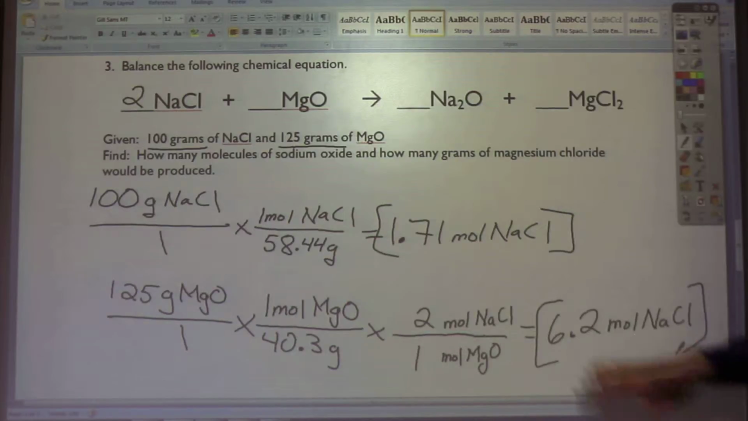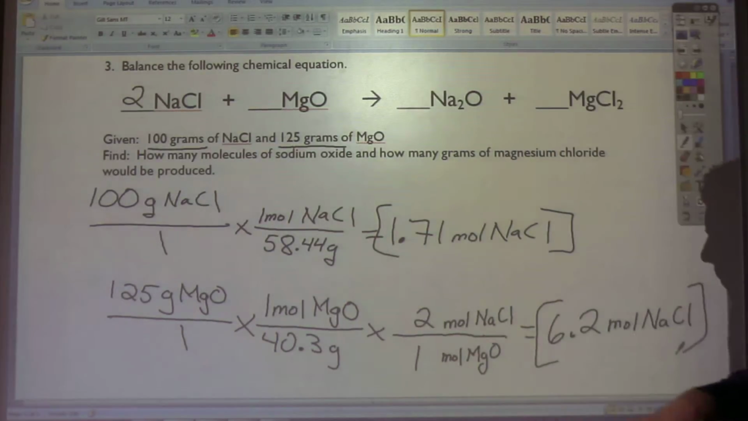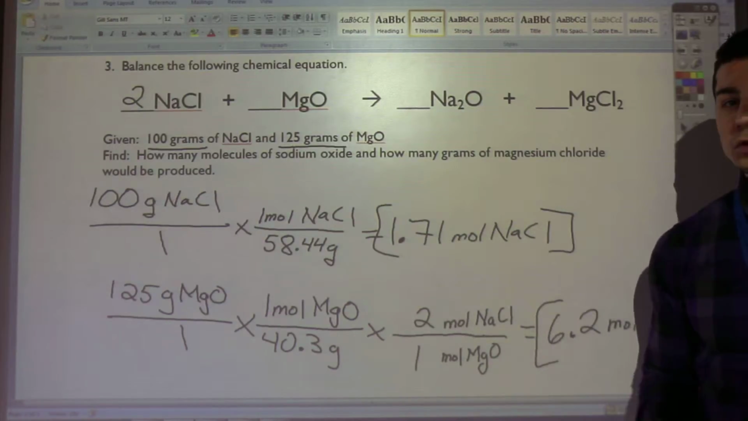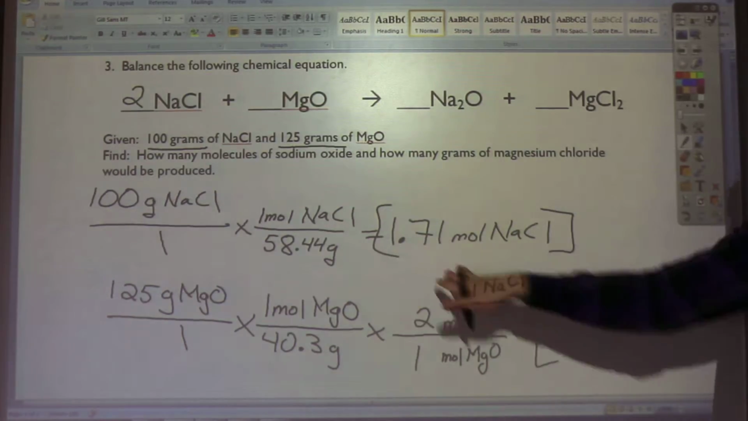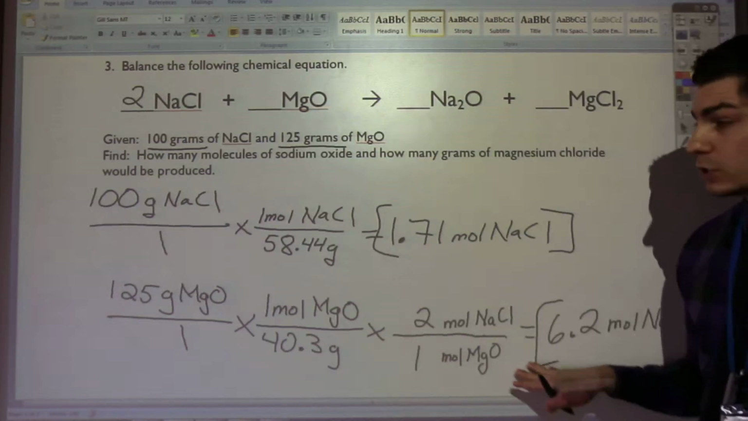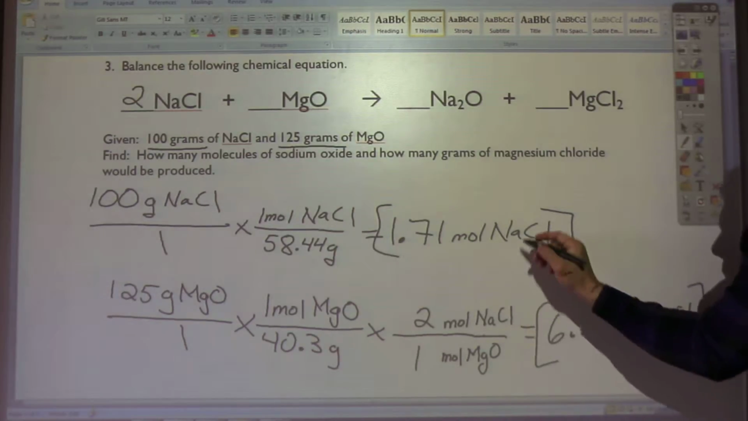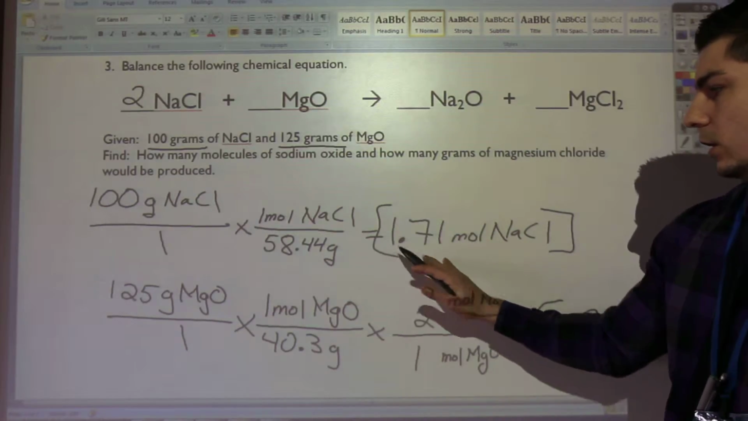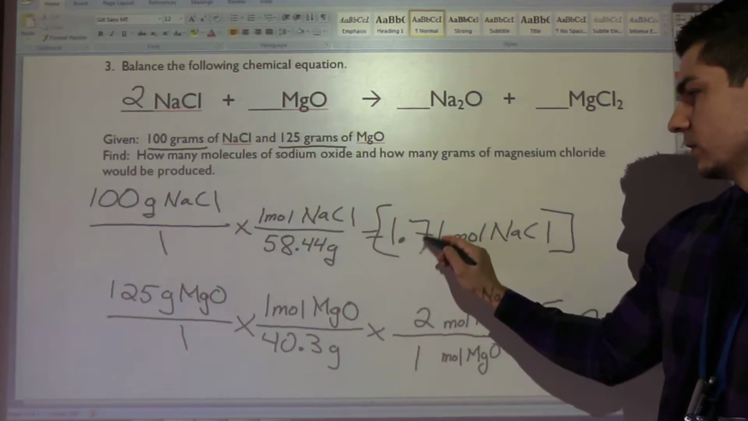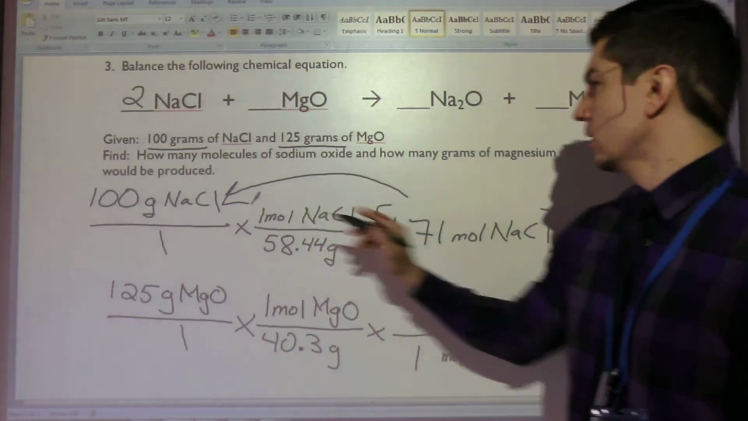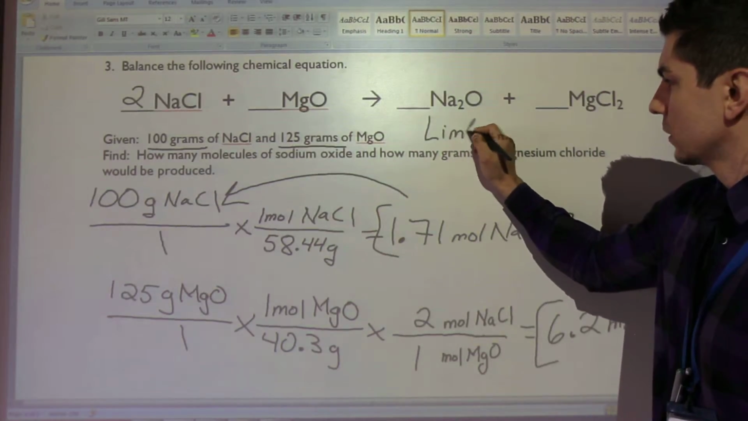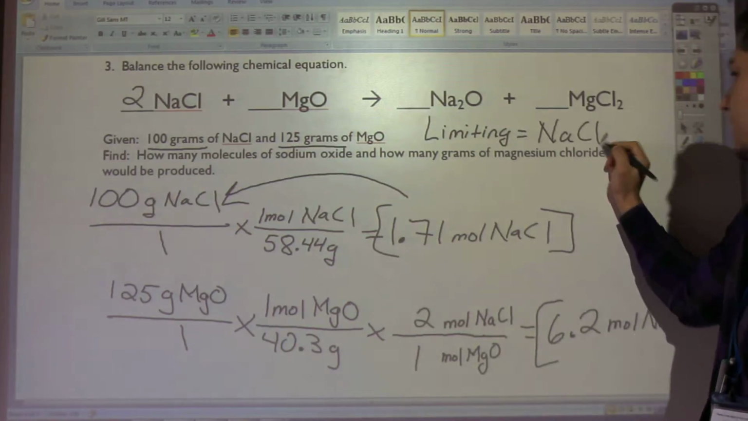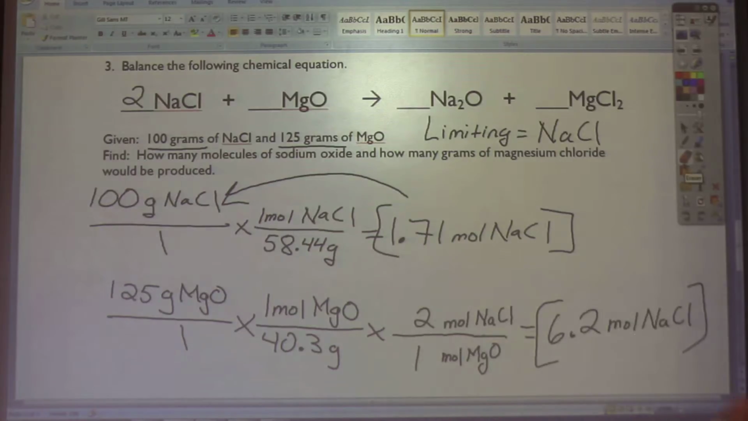Okay? So we're going to look at these two numbers and compare them. Here I have 1.71, here I have 6.2. We're just worried about which one is smaller. Obviously, 1.71 is smaller than 6.2, so our limiting is going to be whatever compound was associated with our lower number. So for this lower number, we started with NaCl, so our limiting is NaCl.